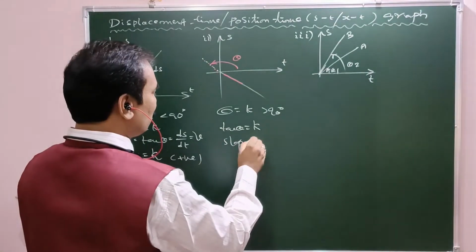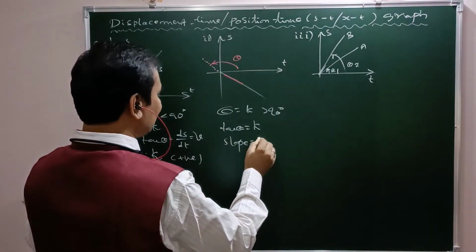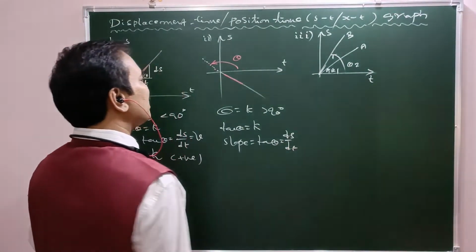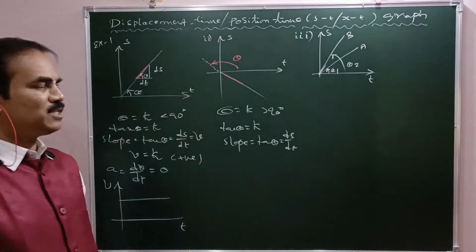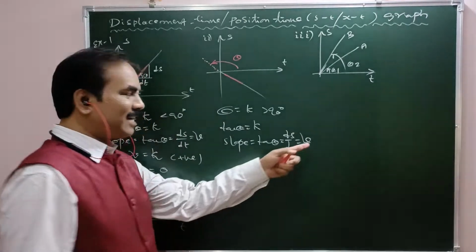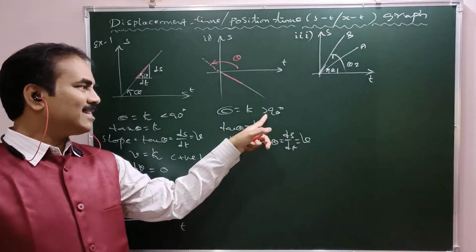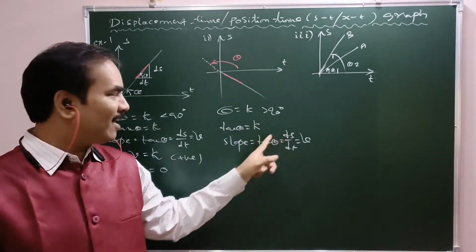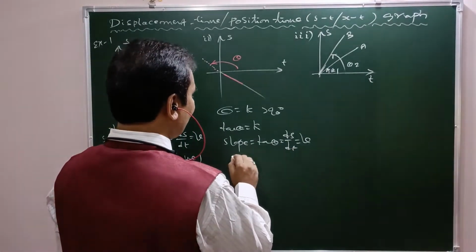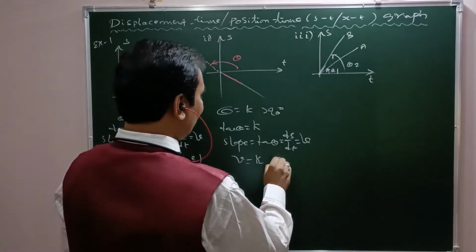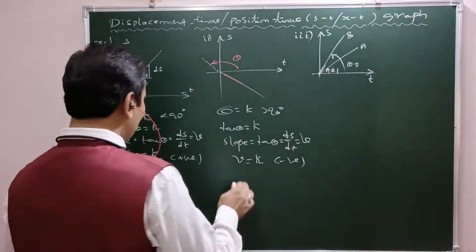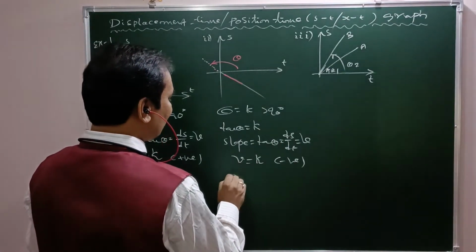Slope equal to velocity, otherwise tan theta equal to ds by dt. Here also ds by dt, rate of change of displacement. Right? ds by dt, that is velocity. Is velocity negative or positive here? See, as theta is greater than 90, an obtuse angle, tan theta is definitely negative. So velocity is negative. Velocity is constant but negative. Negative in the sense less than 0.